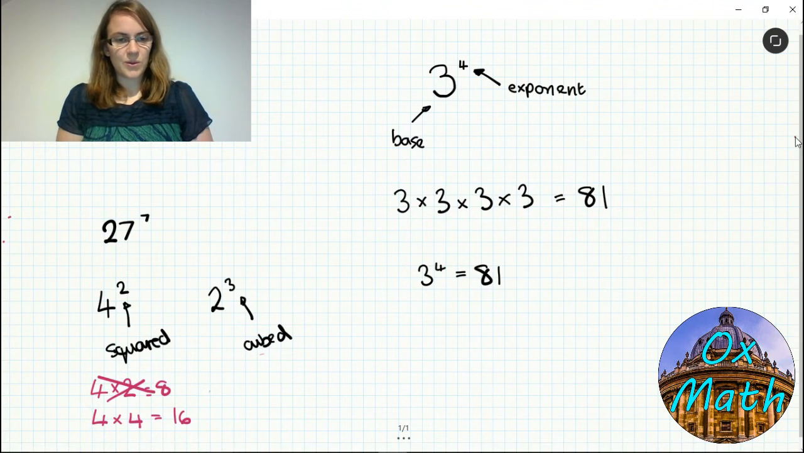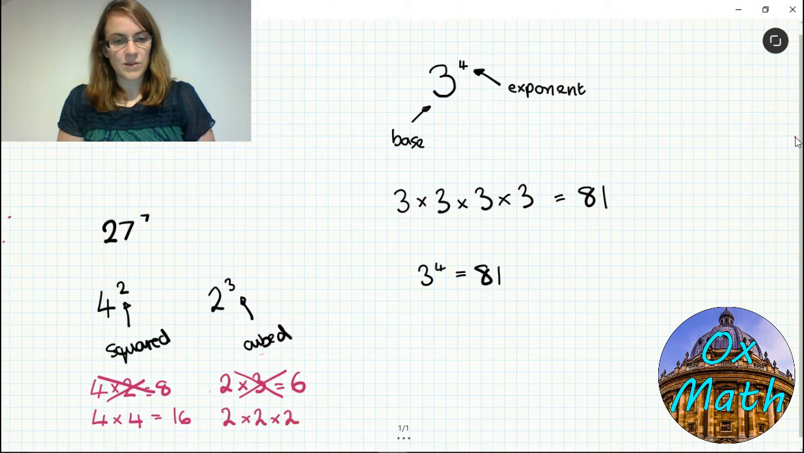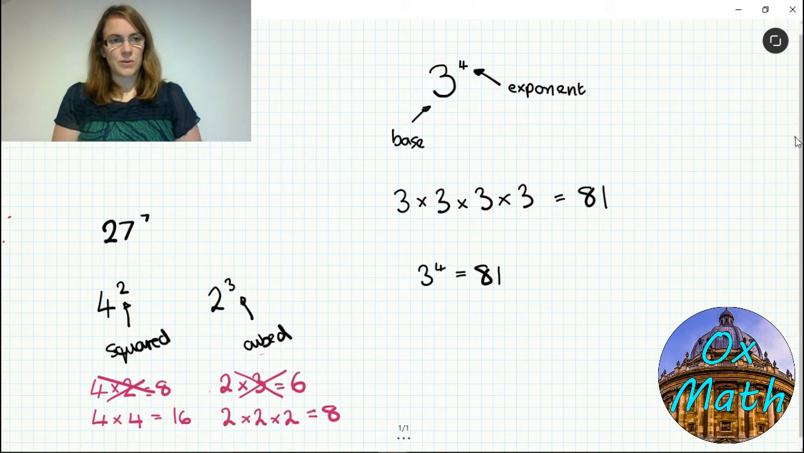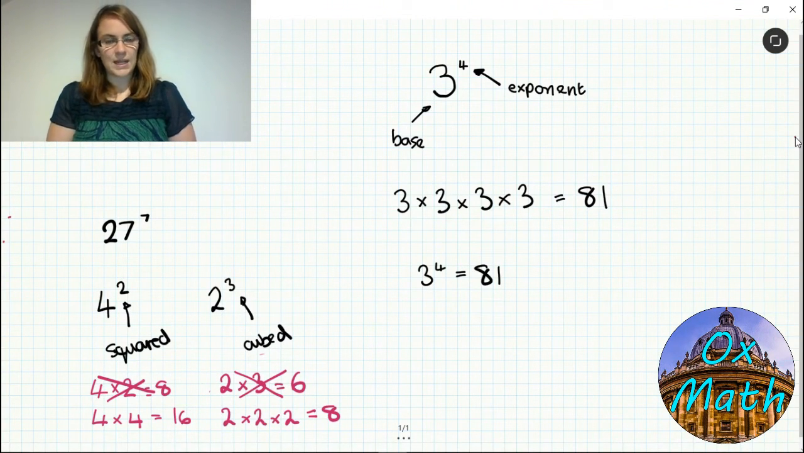Similarly, 2 cubed, a common mistake is that people would think that that means 2 times 3, which is 6. However, it does not mean 2 times 3. It means that we need to use 2 3 times in a multiplication. So 2 times 2 times 2. 2 times 2 is 4, times another 2 is 8. So you can see that they are not the same thing. You need to make sure you understand exactly what a power is telling us, and it is simply telling us how many times to use that number in a multiplication.